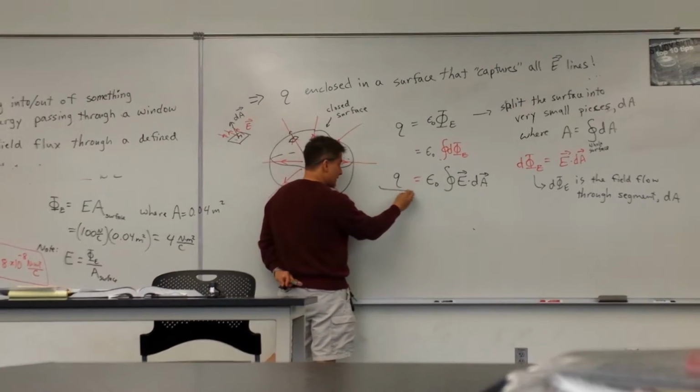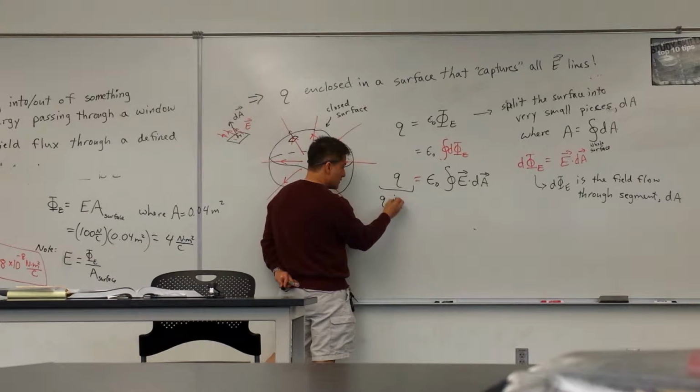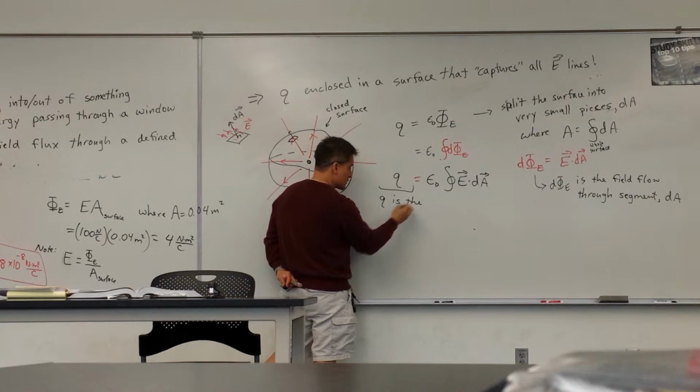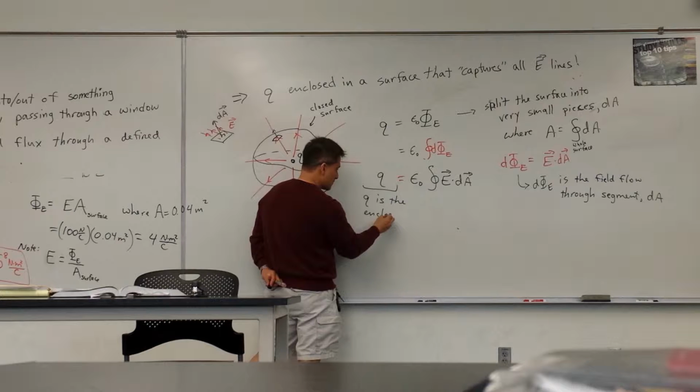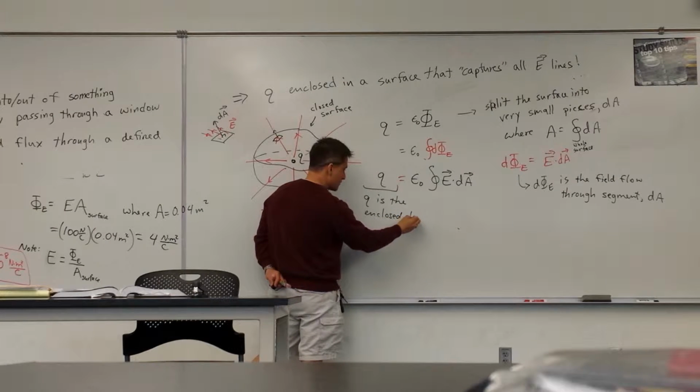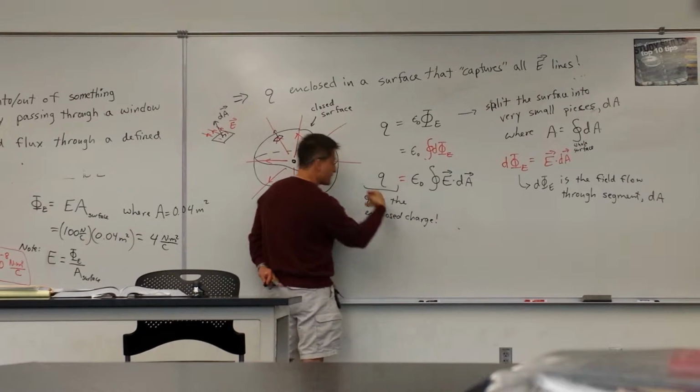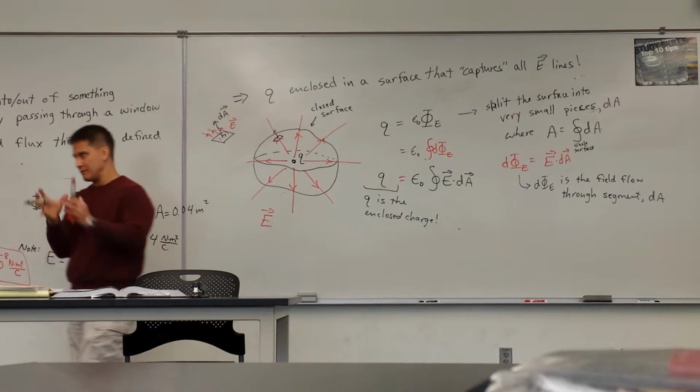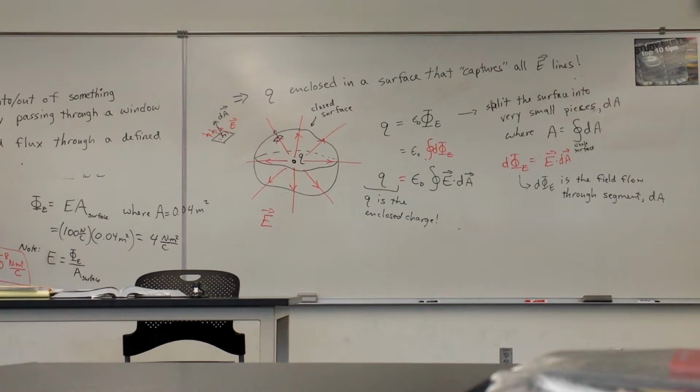Now, in this case, this Q is the enclosed charge. Okay, I'm not going to write the enclosed separately, but it's the amount that's physically enclosed. I don't care about all the other charge around it. Okay.